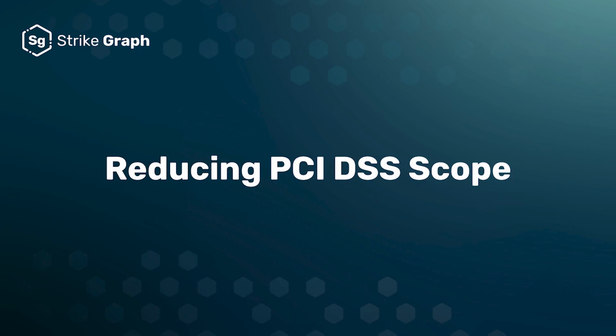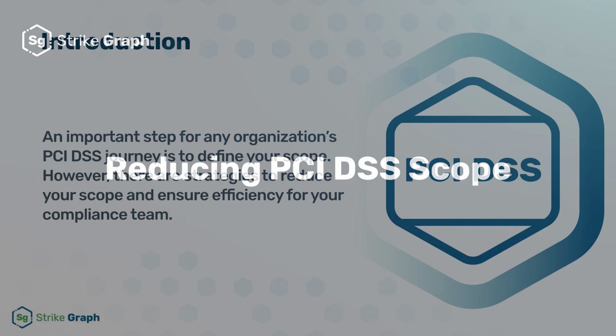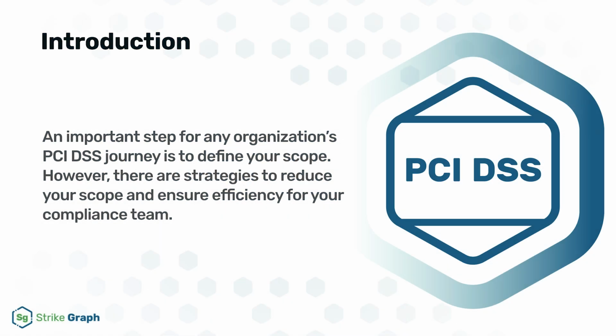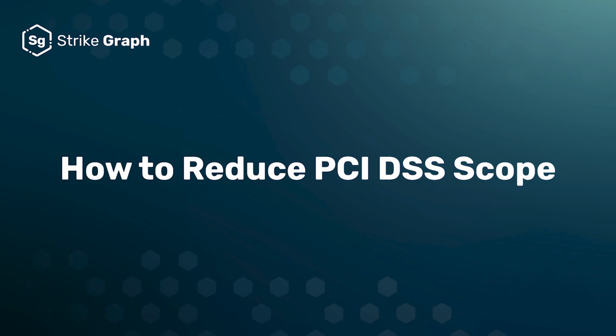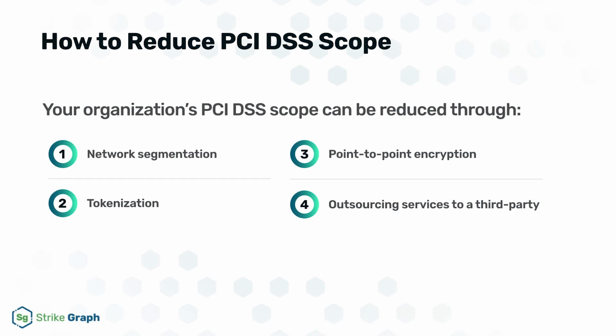An important step for any organization's PCI DSS journey is to define your scope. However, there are strategies to reduce your scope and ensure efficiency for your compliance team. Specifically, your organization's PCI DSS scope can be reduced through network segmentation, tokenization, point-to-point encryption, or outsourcing services to a third party.